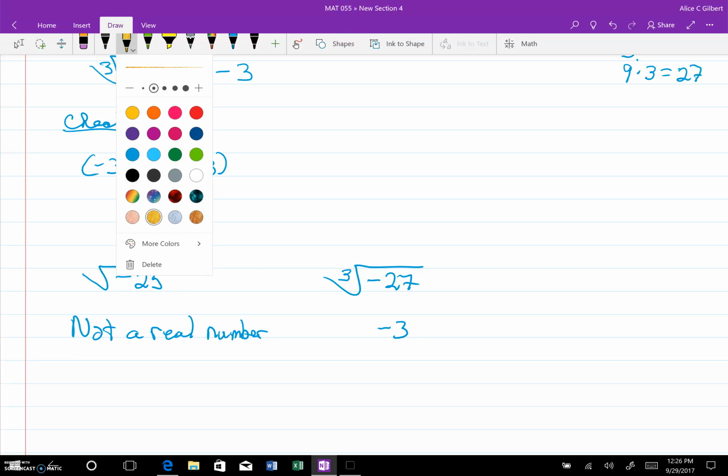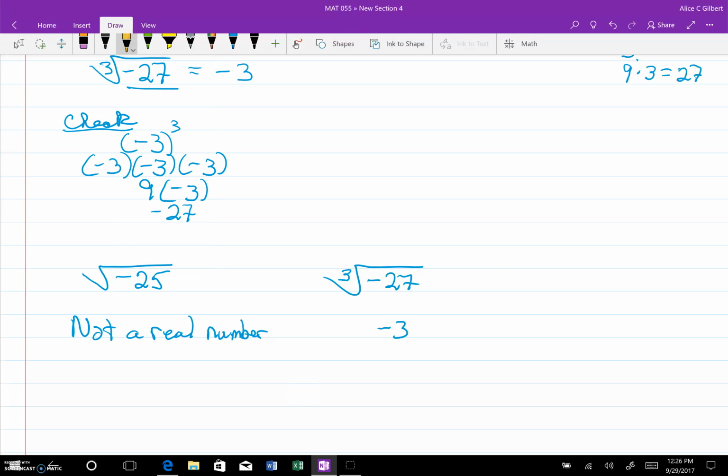Well, let's talk about what our difference is. The index here is what? If it's invisible, it's always a 2. Remember that its name is index. And our index here is a 3. Well, this index is an even number, and this index is an odd number.